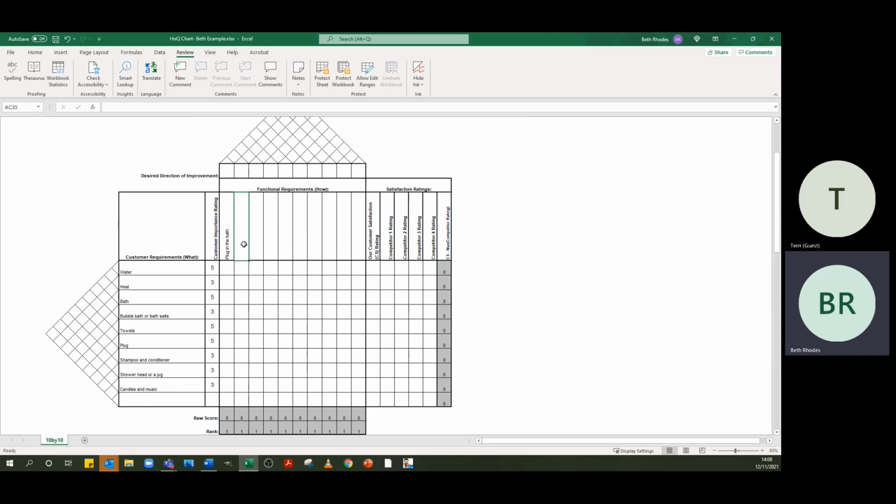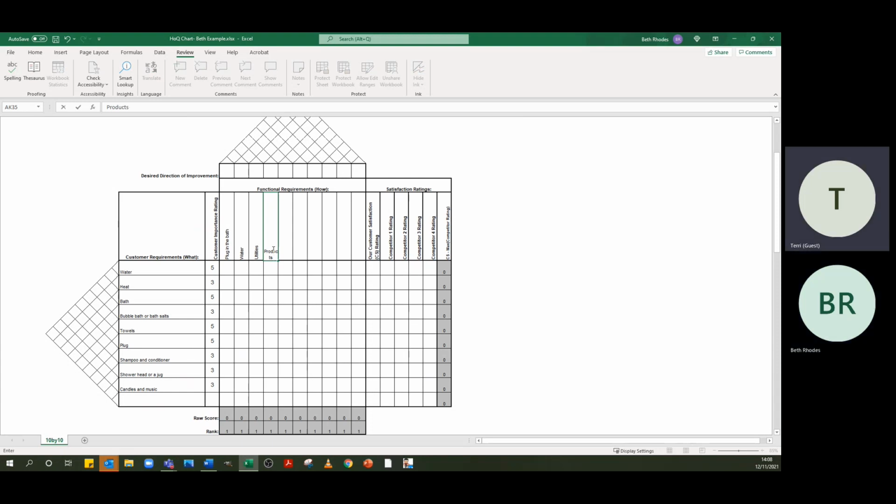So next one then, what else would you need to make a bath? Water. Utilities for the heating and the water. Products. I guess that covers quite a few of the areas there. So products to use in the bath. Towels.